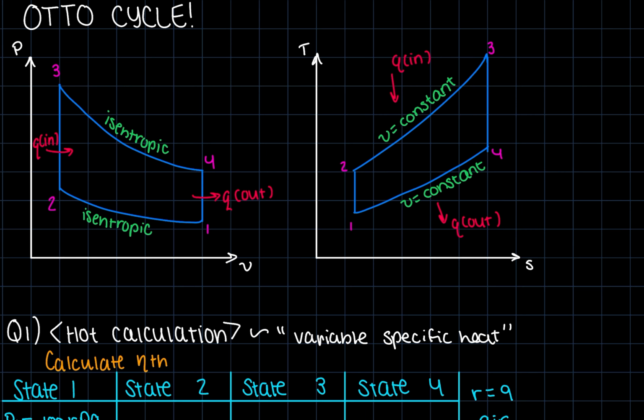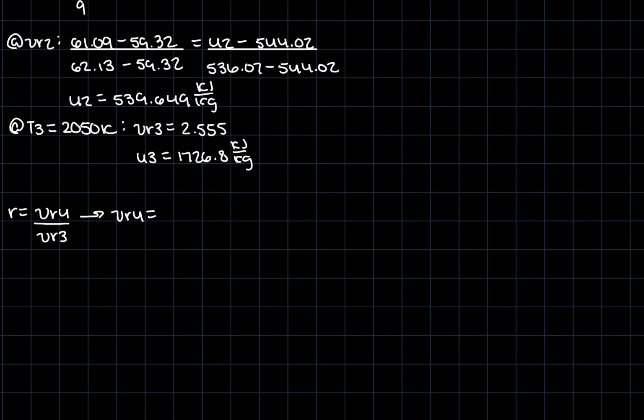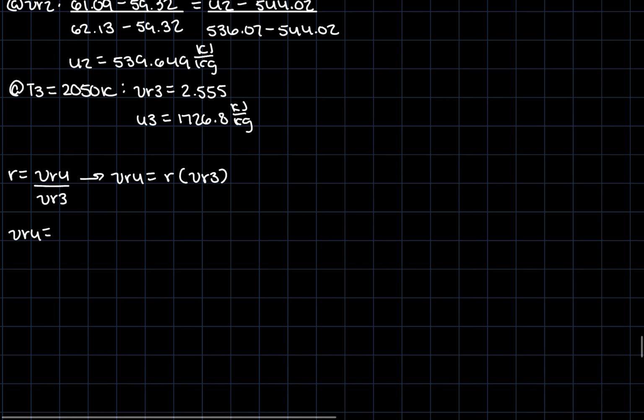So our relation of the compression ratio from 1 to 2 would also be equal to the compression ratio from 4 to 3. So seeing that in calculation, we can write that down. It's going to be VR4 divided by VR3 is also equal to the same compression ratio. Solving for VR4, we get that VR4 is equal to our compression ratio times VR3. And solving for VR4, we can get that it's equal to 9 times 2.555. We get a VR4 value of 22.995.